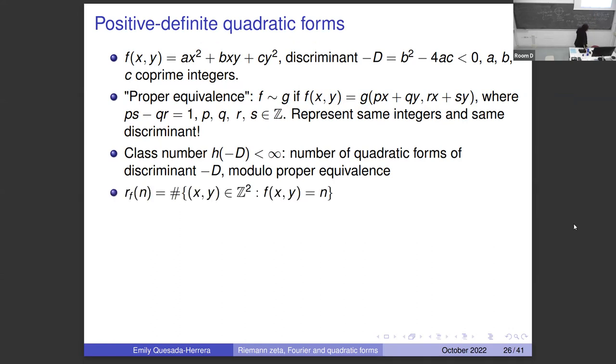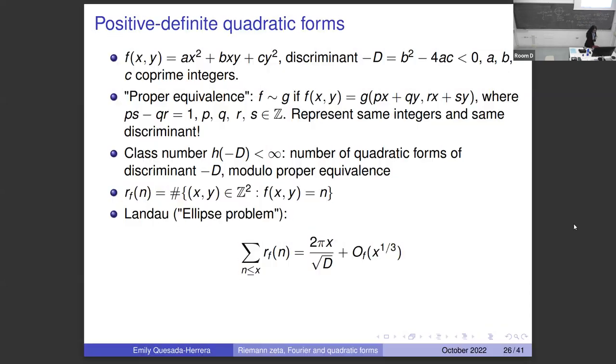And similarly, as before, we can define this quantity R_f(n) to be the number of representations of an integer n by the quadratic form f. Then that shows that he computed the average size of the function similar to that. We can call it the ellipse problem because now we are counting the number of integer points inside an ellipse. And then that would say that it's approximately the area of the ellipse plus an error term x to the one third.